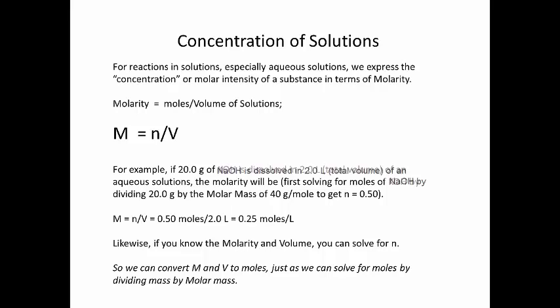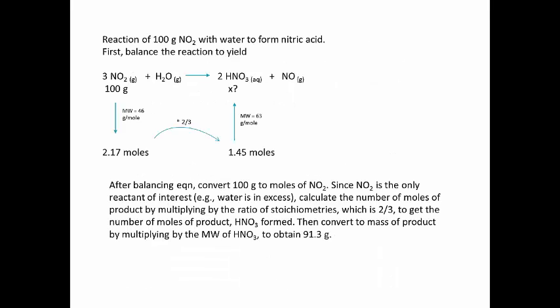So let's launch into our first stoichiometric type of problem so you can see what we're talking about. Let's consider the reaction of nitrogen dioxide with water to form nitric acid. You see the balanced reaction. The balanced reaction is 3 nitrogen dioxides plus water goes to 2 nitric acids plus nitrogen oxide. And let's say that we start with 100 grams of nitrogen dioxide. And the question is, how much nitric acid will we form?